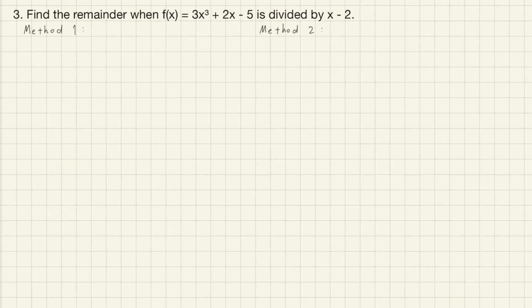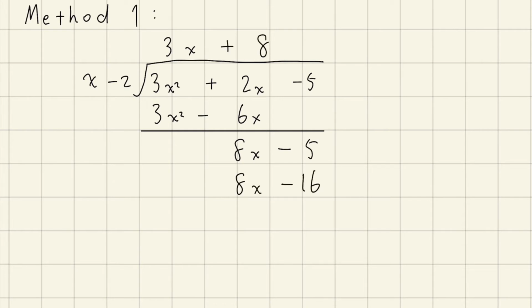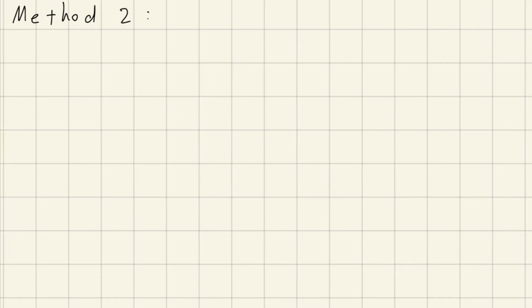Question 3 is another question in which we're asked to find a value, specifically the remainder when the function f of x, 3x cubed plus 2x minus 5, is divided by the function x minus 2. Here we'll provide two methods to solve for the remainder. The first method being using long division, which is just dividing the original function f of x by the dividing function x minus 2. Doing this, we can find that the remainder will be 11.